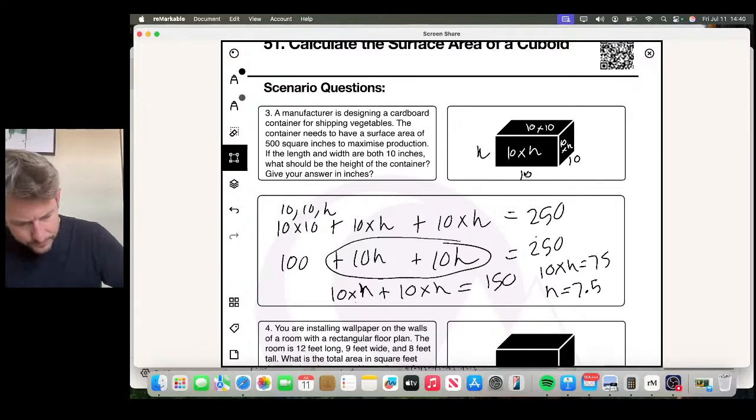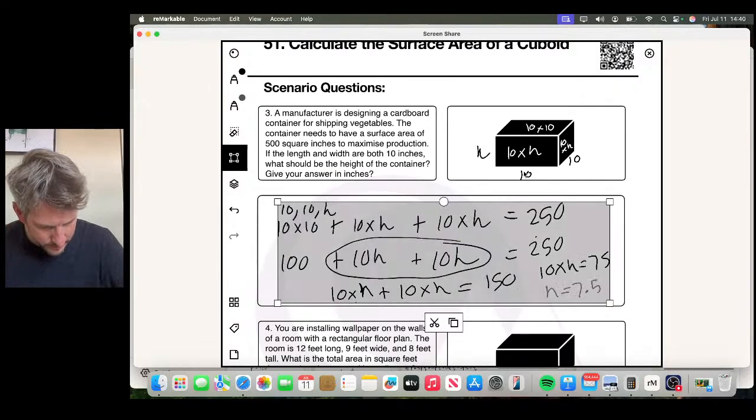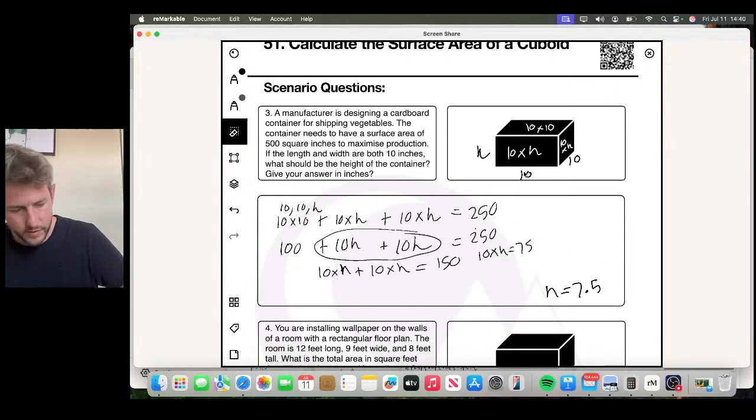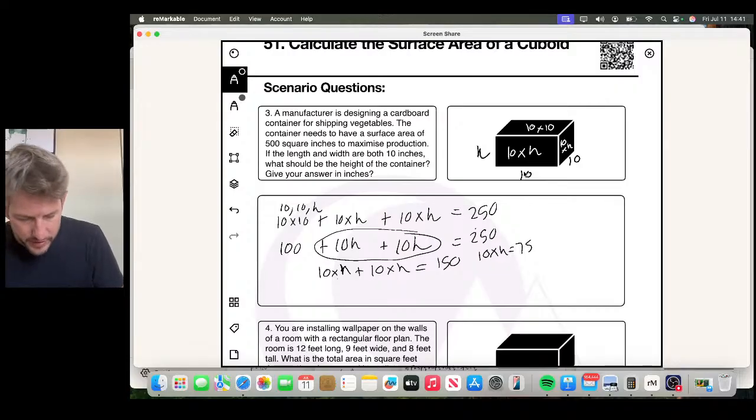Okay, right. Let me just... I did not organise myself very well with this at all. But let's just shrink that a little bit. Okay, so the height will equal 7.5 inches.